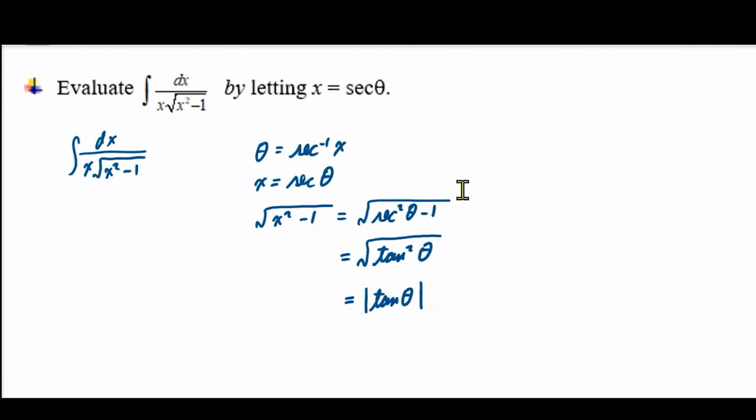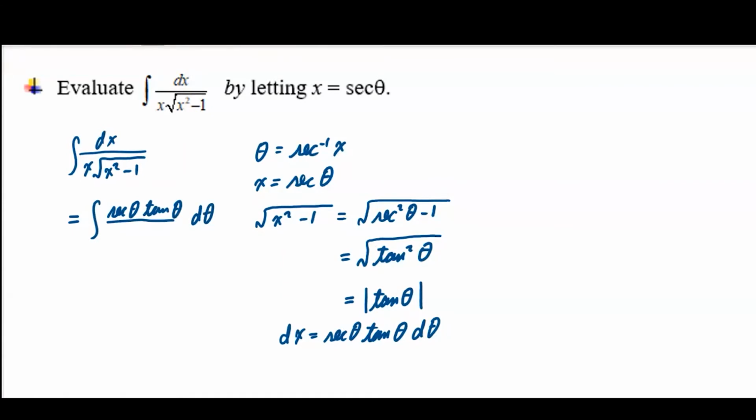Okay, then let's just plug it in and see how this thing simplifies. So for the numerator, oh, we need dx, so let's calculate dx. dx is the derivative of secant, so this is secant theta tangent theta d theta. So let's write it: secant theta tangent theta d theta over x. X is secant theta, so we have secant theta times the absolute value of tangent theta.